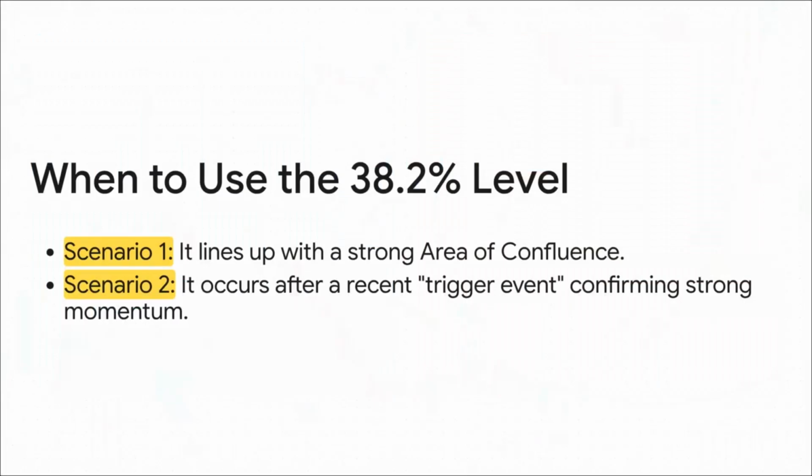But hold on, you can't just use the 38.2 level whenever you want. The source material points to two very specific scenarios. First, when that 38.2% level is part of a powerful area of confluence, just like we talked about. Or second, when that shallow pullback happens right after a major trigger event, like a huge breakout from a chart pattern, that confirms the market has some serious momentum behind it.